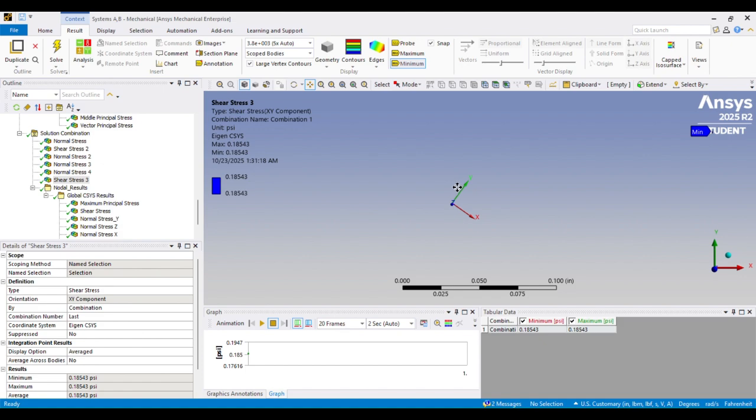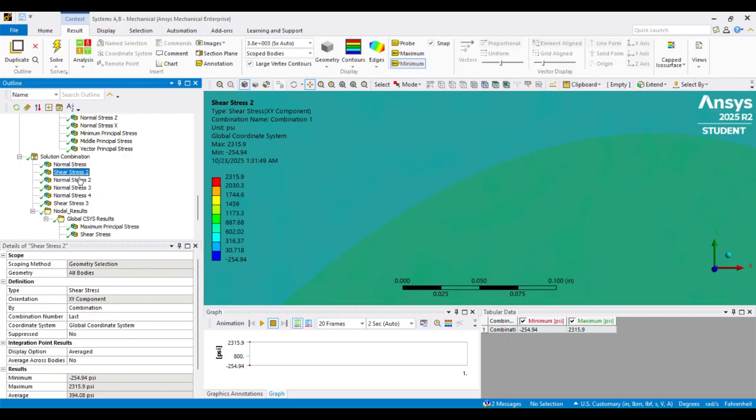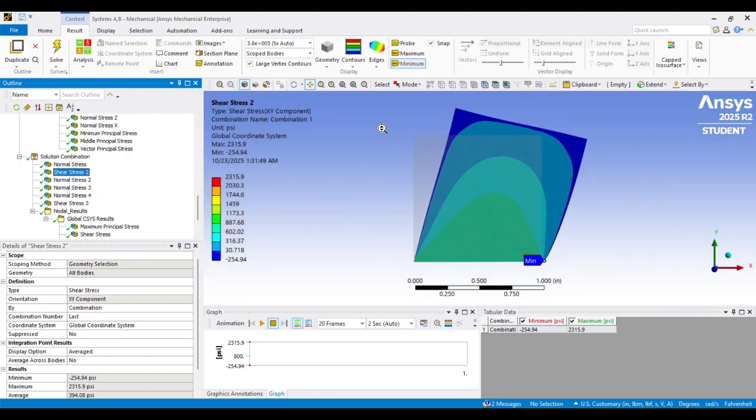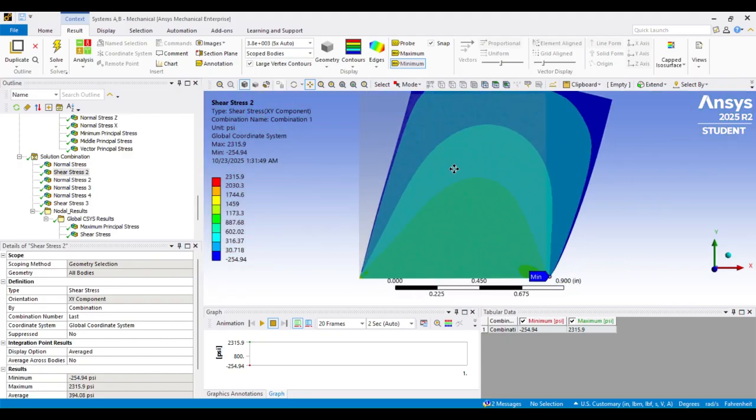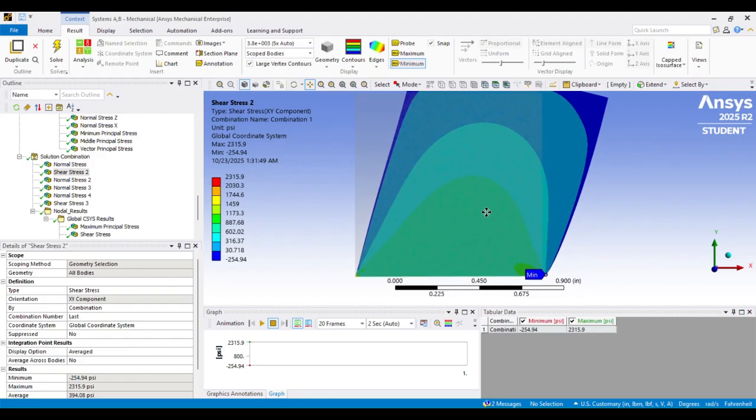And again, just because the shear stress result you get in that coordinate system is 0 does not mean that the shear stress on the part is 0. So if we look at the part, we'll see that there is a shear stress in the part.